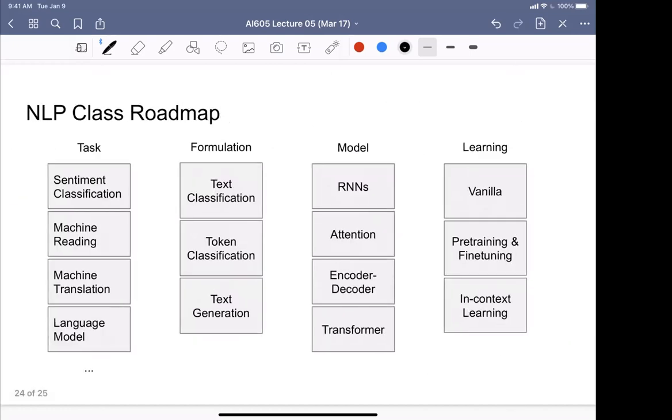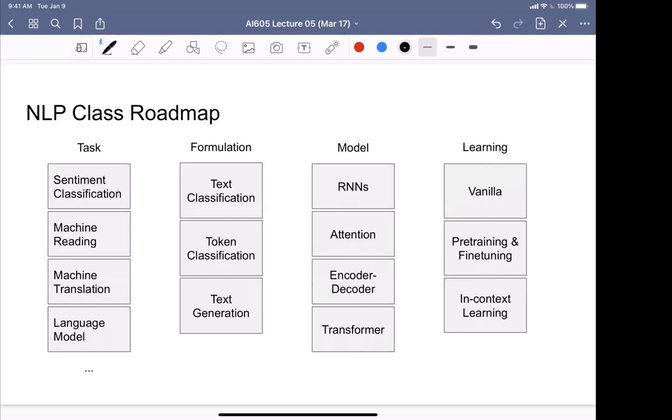So up to now, I think it's a good time to wrap up what we have been doing until now and what they mean in the general NLP domain. So now I think I can explain to you what I mean by task, formulation, model, and learning. We have been talking about a lot of different tasks, and a task is usually something that you want to accomplish in the real world.